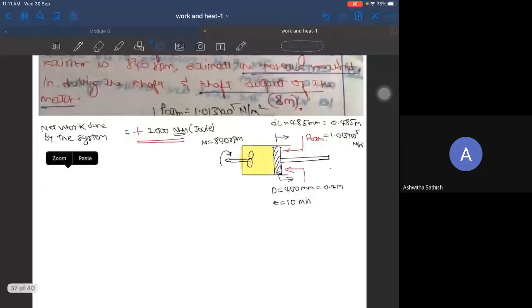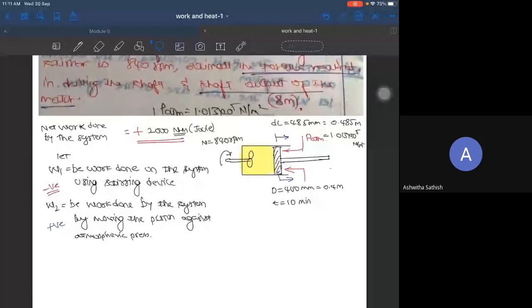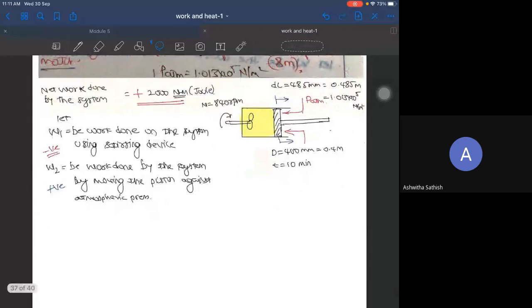Let W1 be the work done on the system using the Stirling device, and W2 be the work done by the system by moving the piston against the atmospheric pressure. So net work done is being given. W net is equal to W1 plus W2. W net is given as 2000, which is equal to W1 plus W2.